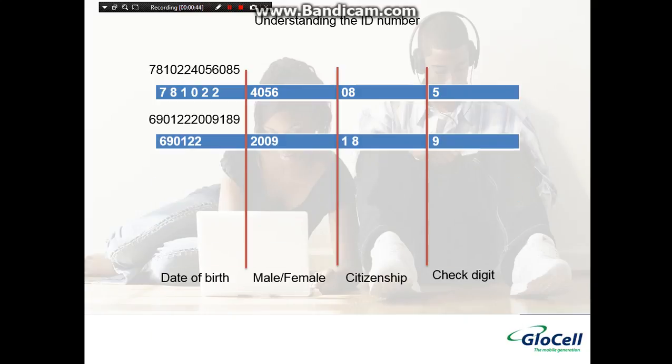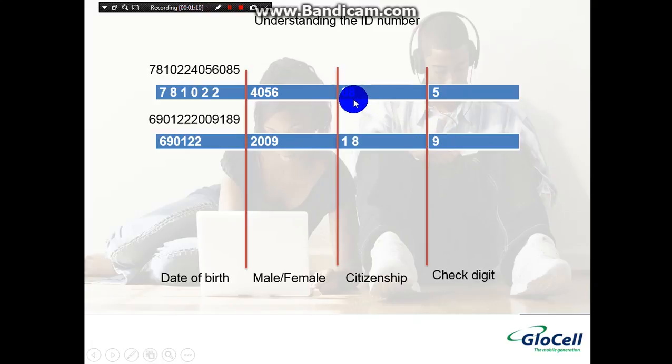The next ID number, the first 6 digits tell us the date of birth. This tells us whether it is a male or a female. In this case, female. This number here starts with 2. And the difference between these two numbers is that this customer here was born in the country. This one has just acquired permanent citizenship in South Africa. And the last number here is just a check digit.